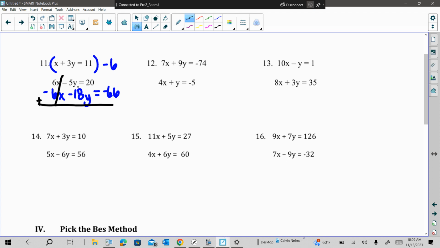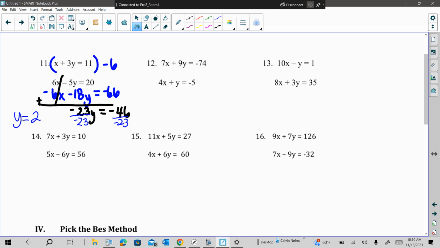I'm adding this -5y to this -18y. It's going to give me a -23y. And I have a 20 and a -66. That's going to leave me with a -46. Then to solve for y, we just need to divide by that -23. So your y is actually going to equal a +2.